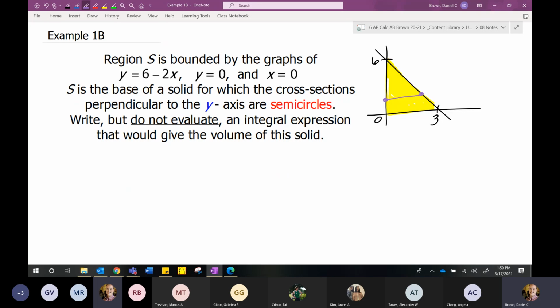So let's go ahead and think about what we need to do. Is this going to be a dy or a dx problem? dy, if we're connecting left to right, it's dy. Since it is a dy, what do I need to do with my function? I need to put it in terms of y. I need to solve it for x.